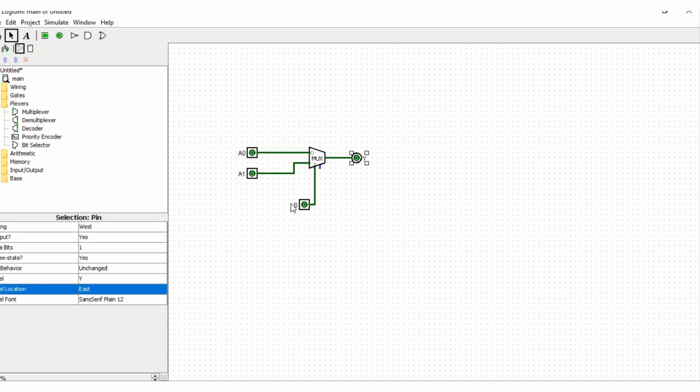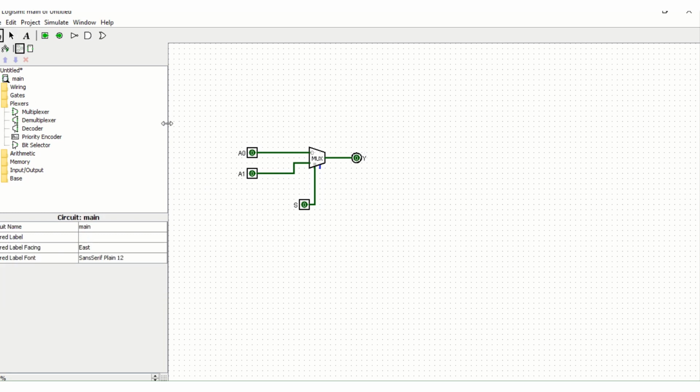Here S equal 0, A0 equal 0. Now I am going to change A0 equal to 1. See my output. Here S equal 0, output y equal A0. Here I changed A0 to 1, and this output equals 1. Now I am going to change A0 equal 0. Here my output y equals 0. Here the output depends on the S.